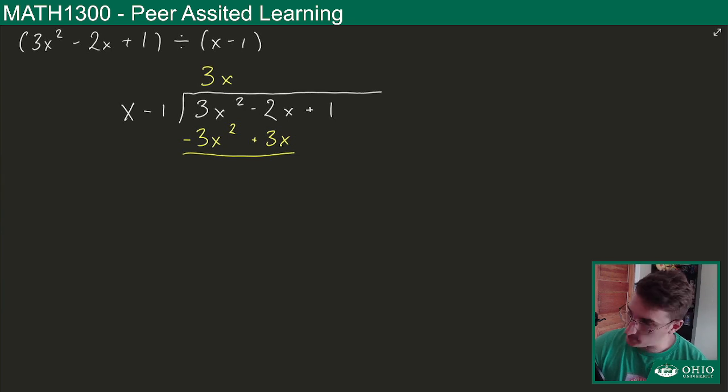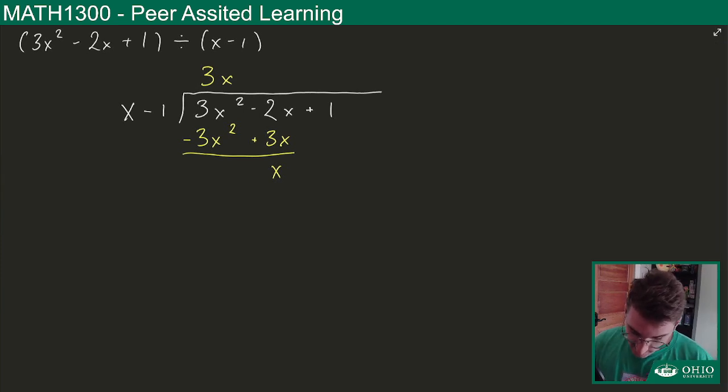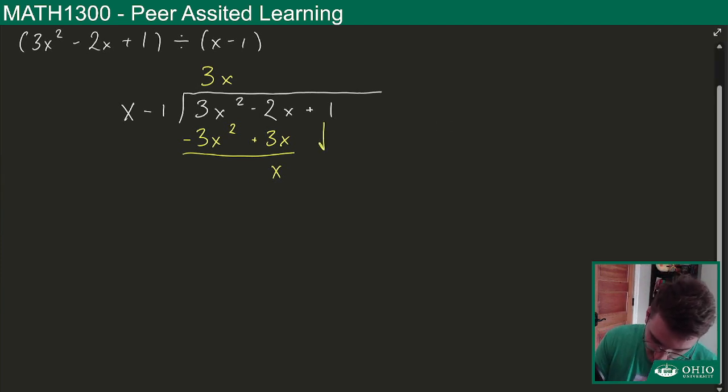So 3x squared plus negative 3x is 0. So actually, I'm just not going to write anything. And then negative 2x plus a positive 3x equals x. Now, like we do in standard long division fashion, we can bring down the next term. And so the new term we're working with is x plus 1.